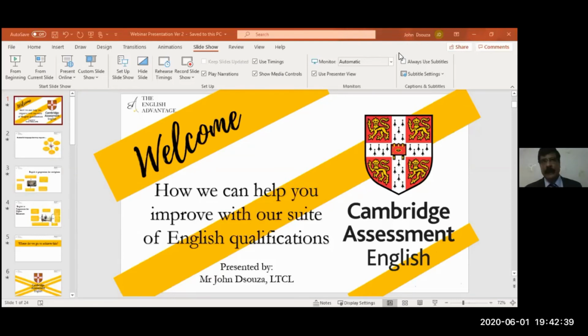The CELTA exam is pegged at 1.25 lakhs. So, Sonia Bhatia, you will see the difference between the TKT and the CELTA exam. The TKT is pegged somewhere around 10,000 rupees, whereas the CELTA is pegged at 1.25 lakhs.